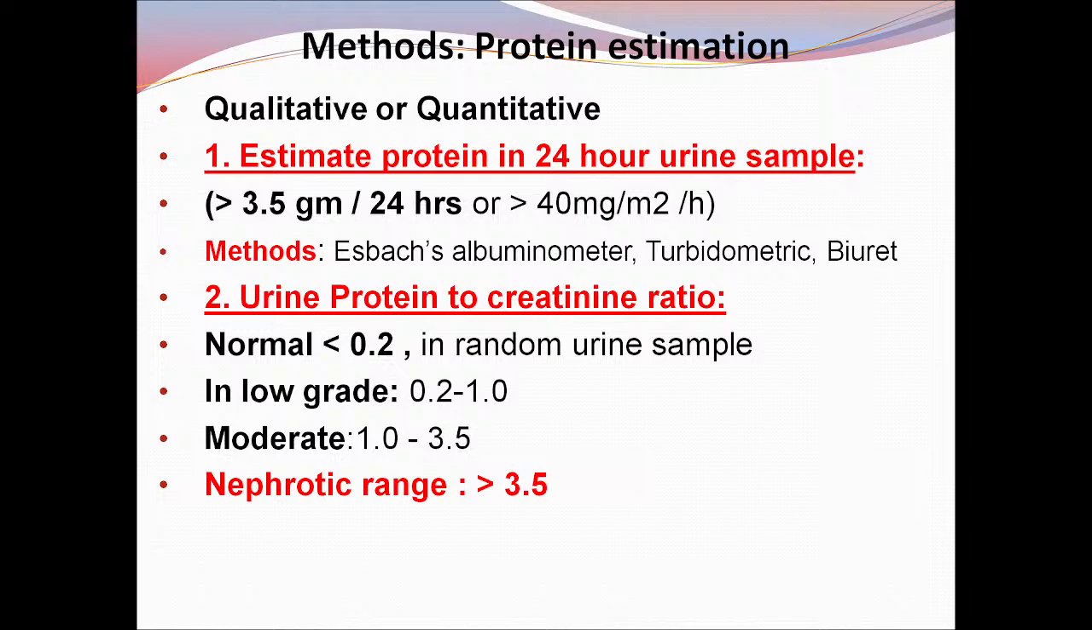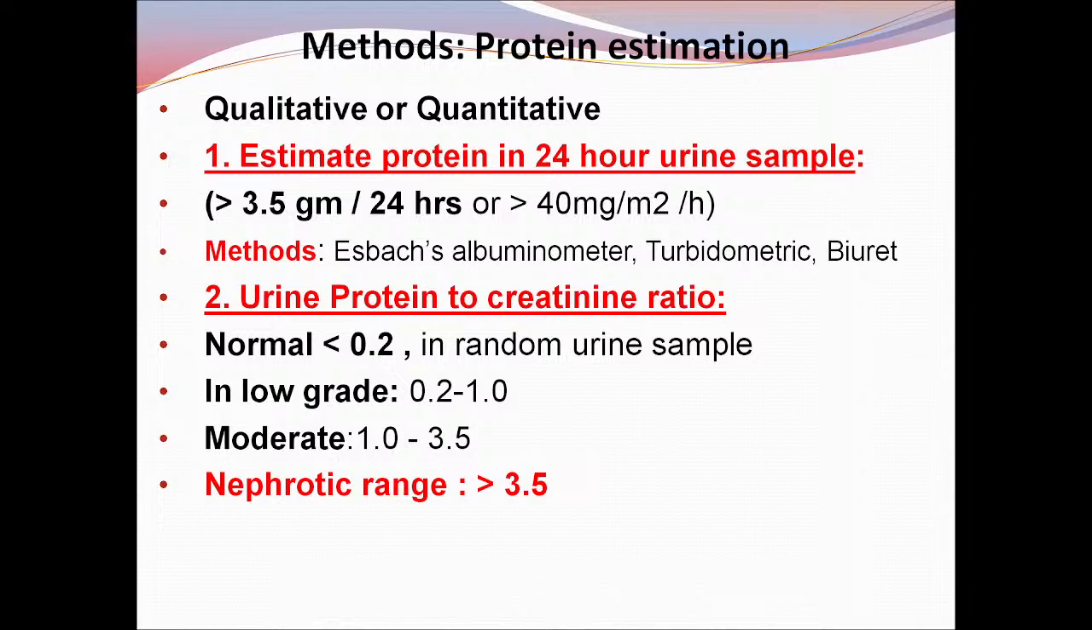If this facility is not available, then you can have another investigation, that is urine protein to creatinine ratio. So, you have to perform both urine protein and creatinine, and then calculate the ratio. When the ratio is more than 3.5, we say the ratio is in the nephrotic range, and we can label the patient as having nephrotic syndrome.